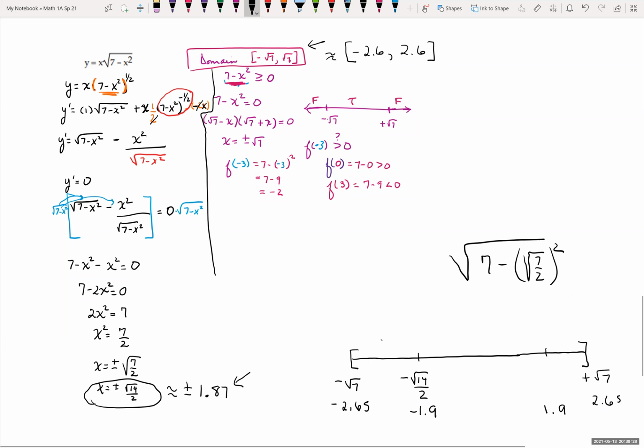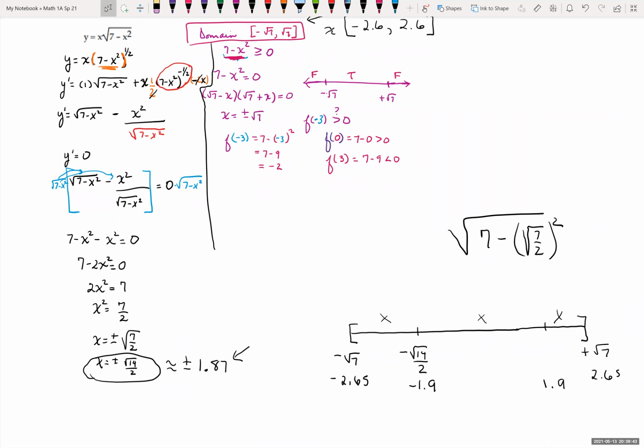So we have 1, 2, 3 intervals that we have to check to see if it's increasing or decreasing. And so choose something between negative root 7 and negative root 14 over 2, so something between negative 1.9 and negative 2.65. So how about negative 2?